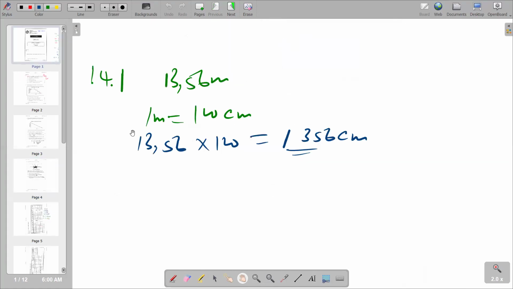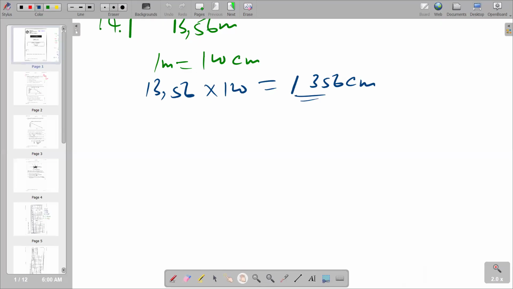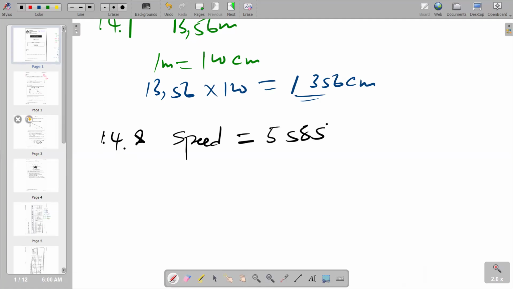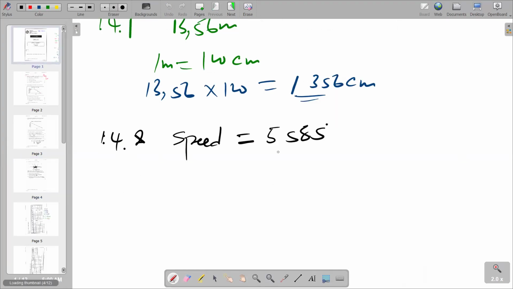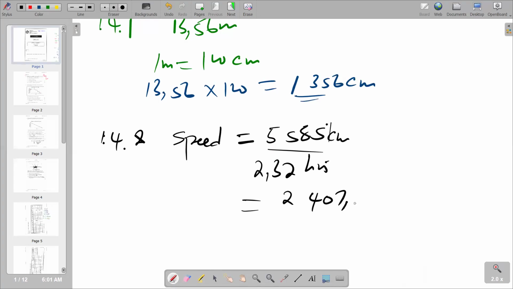So we go there, we present it in such a way, and we say 1.4.2. So our speed is equal to 5,585 divided by 2.32 hours. We see that this is our kilometers, and this is our hours. And then our speed becomes, when we divide there, you're going to get 2,407.33.